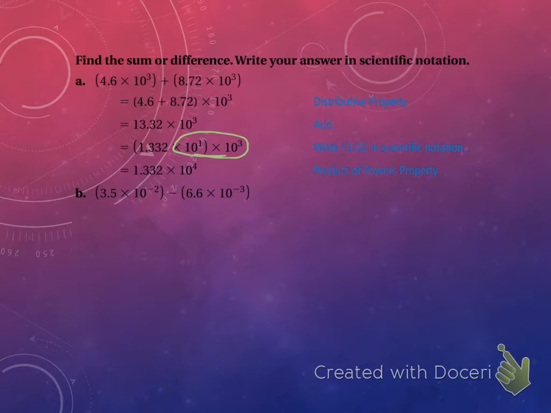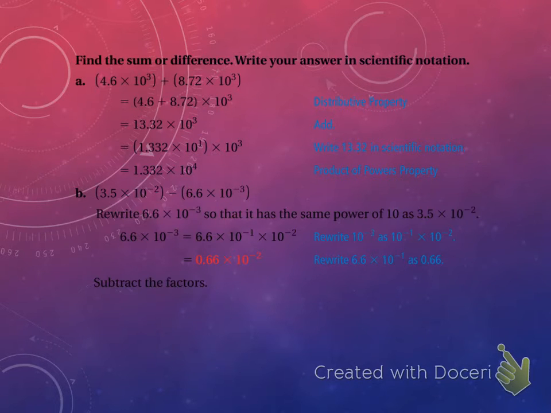So let's look now at what happens when we're doing subtraction. Again, you're just going to rewrite it so that they both have the same times 10 factor, so we can factor that out. So we're going to rewrite 6.6 times 10 to the negative third so it has the same power as our other one. So it's going to be 6.6 times 10 to the negative 1 times 10 to the negative 2, or you could just write 0.66 times 10 to the negative 2.